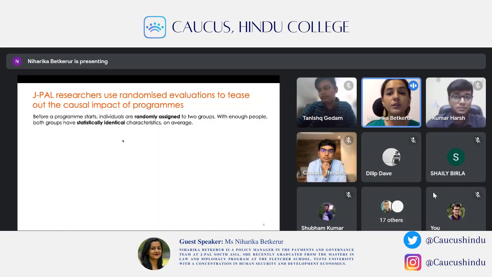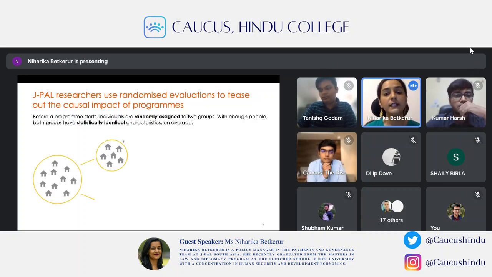And if these groups are large enough, then due to the law of large numbers, what essentially happens is that you have two groups which are statistically identical to each other on average. So while individual characteristics might differ, they would on average have the same socioeconomic or educational background. And that I think is really important, this process of randomization.